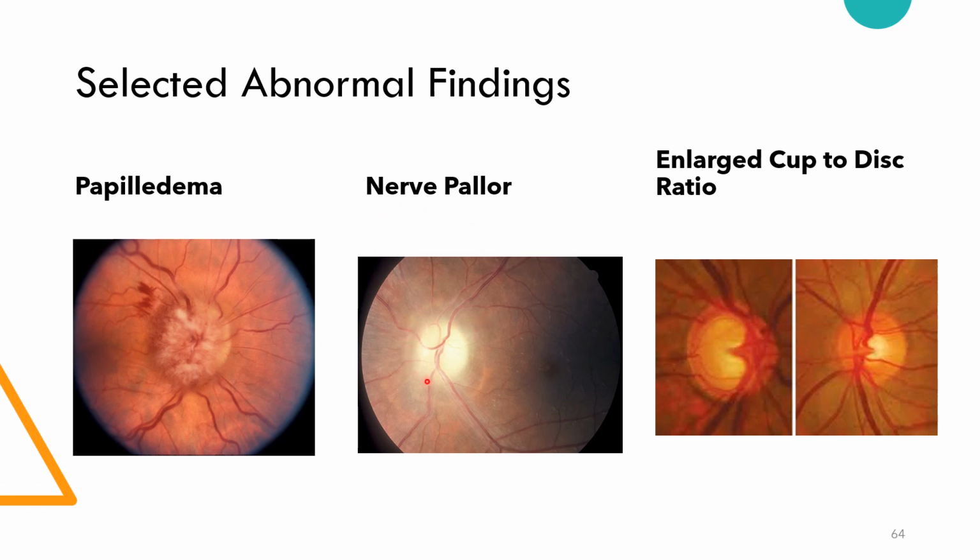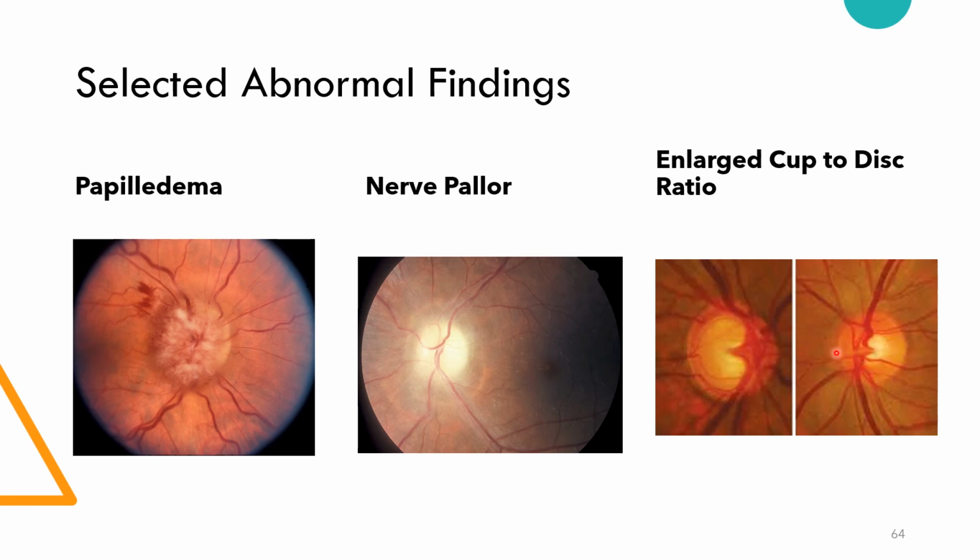There's also nerve pallor. Here the disc and the optic nerve looks very white, very blanched. This patient might have had late stage papilledema that didn't get caught in time. And then an enlarged cup to disc ratio. This is typically seen in patients with glaucoma.